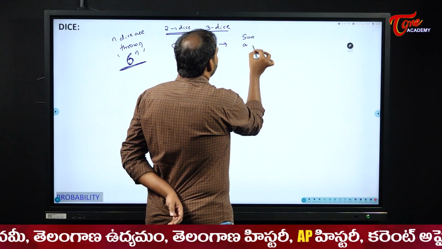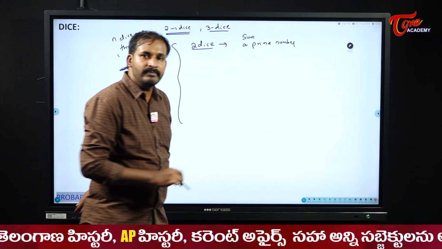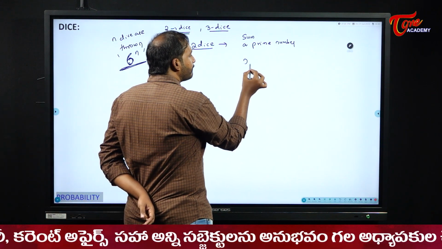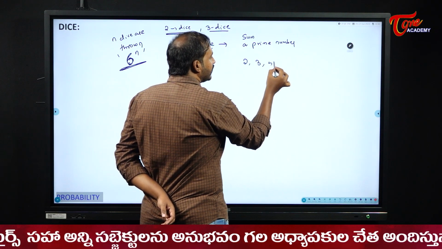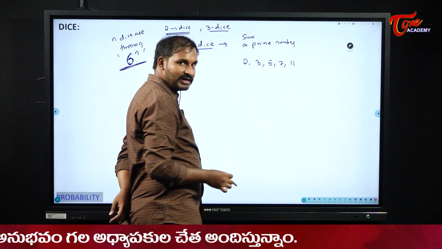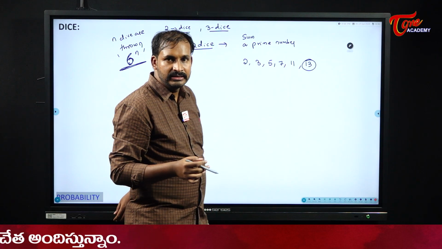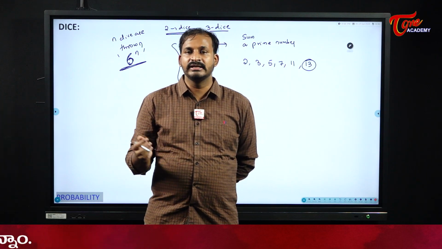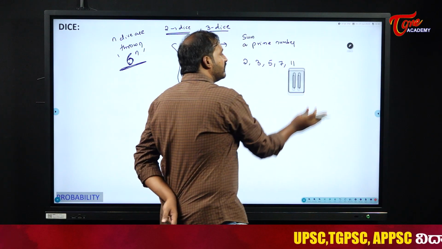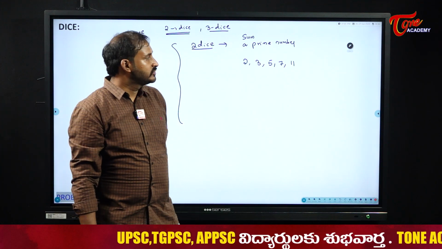For example, if they ask, what is the probability of getting the sum as a prime number? What are the prime numbers, students, which we have? 2, 3, 5, 7, 11. 13 is also a prime number. But when you add 2 dice, what is the highest sum we will get? 12 only, right? The highest values are 6 and 6. If you add 6 and 6, the sum is 12. So what should we do now?